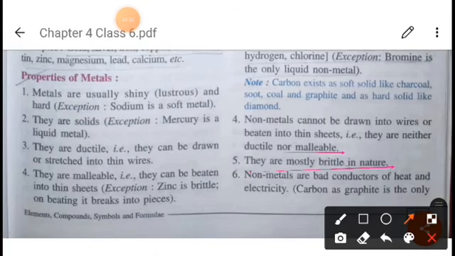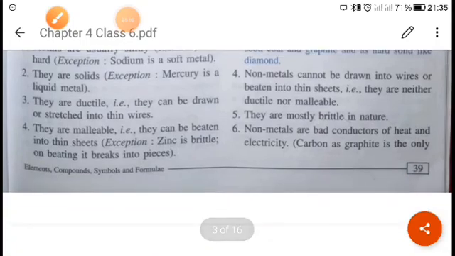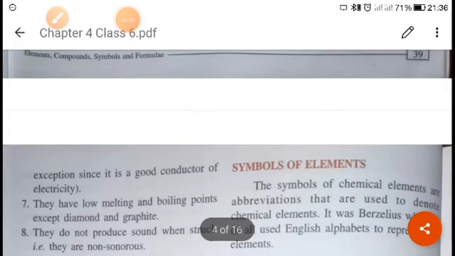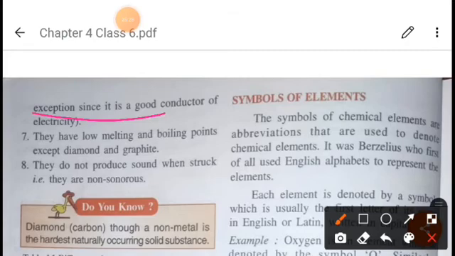Now next, non-metals are bad conductors of heat and electricity. They will not conduct electricity except graphite. The graphite which is there in your pencil is a good conductor of electricity. So keep that graphite or pencil away from electric sources, okay? Now next, they have low melting and boiling points, except diamond and graphite, which have very high melting and boiling points.